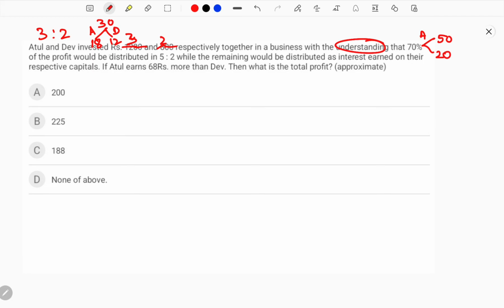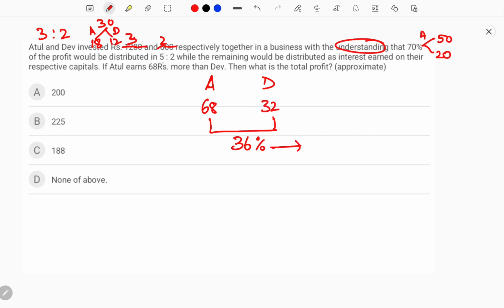Now overall if you combine, Atul means 50 plus 18, so Atul will be getting 68% and Dev will be getting 20 plus 12, which is 32%. Now here Atul earns 68 minus 32 more than Dev. How much more is Atul than Dev? It is 36. So Atul earns 36% more than Dev.